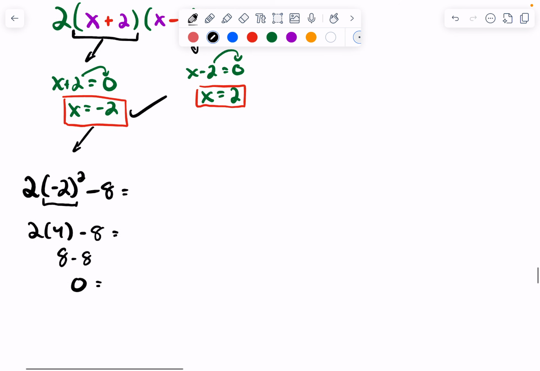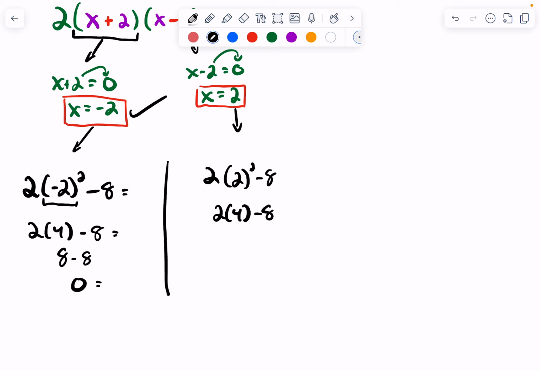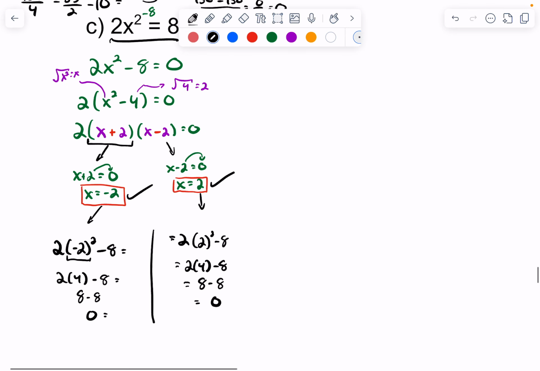And do it again for 2. 2 times 2 squared minus 8. So that becomes 2 times 4, which is 8, minus 8 again, and 0. So yes. Sorry, should I put equal signs? There you go. So yes, both of those are valid solutions. Both of those make the quadratic equal 0.